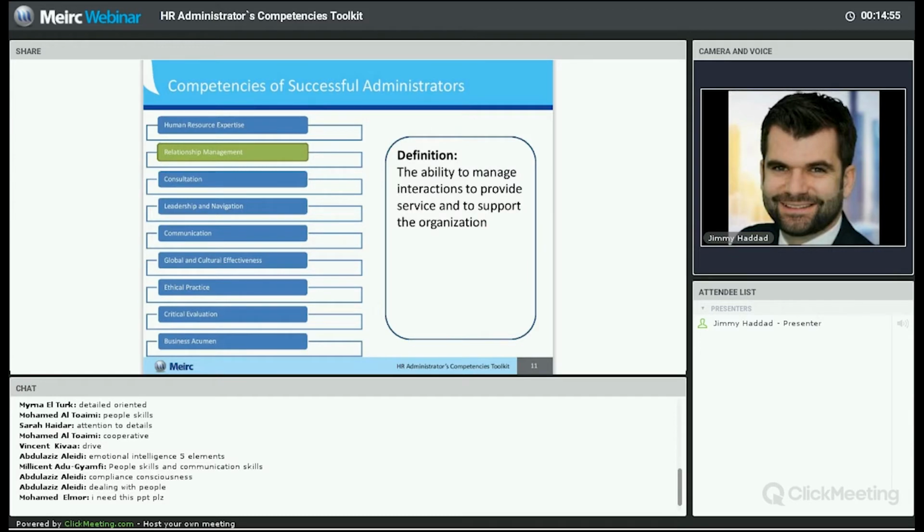Now, as an HR administrator, some of the behaviors that can be done to show this competency is to develop a network of contacts, both within the organization and with external partners serving the organization. When I say a network of contacts, I mean that HR administrators should know decision makers within the organization, within various departments. They should befriend colleagues from across other functions and other departments.